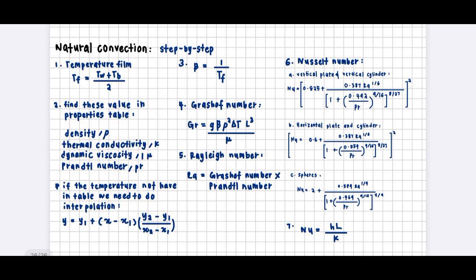Next, you need to calculate the Nusselt number. The Nusselt number depends on the situation. The situations are vertical plate or vertical cylinder, horizontal plate or horizontal cylinder, and sphere. So you can see the equation for each situation in the picture.